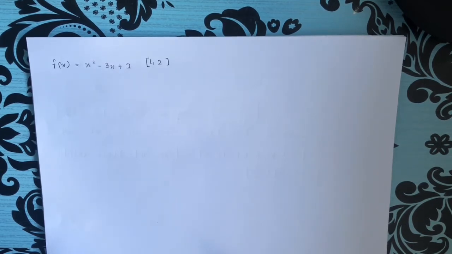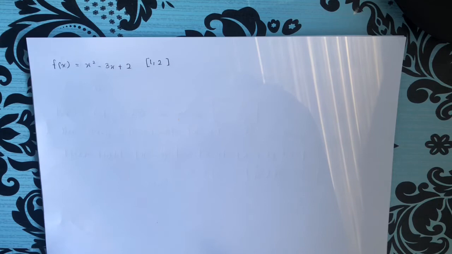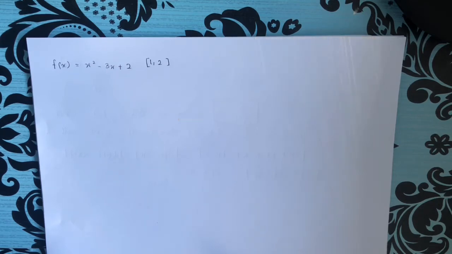The given function is f(x) equals x squared minus 3x plus 2 on the interval [1, 2]. The question is to determine whether Rolle's theorem can be applied or not. There are two steps.